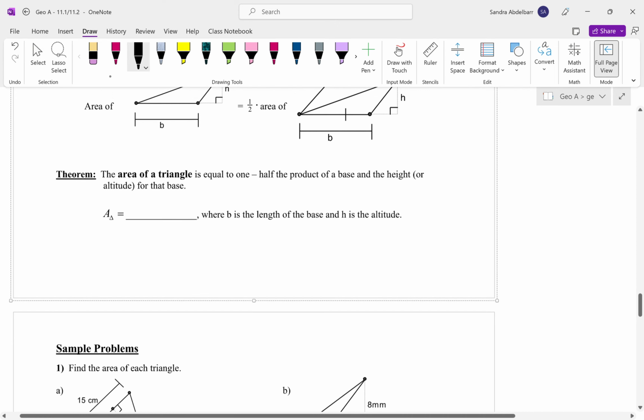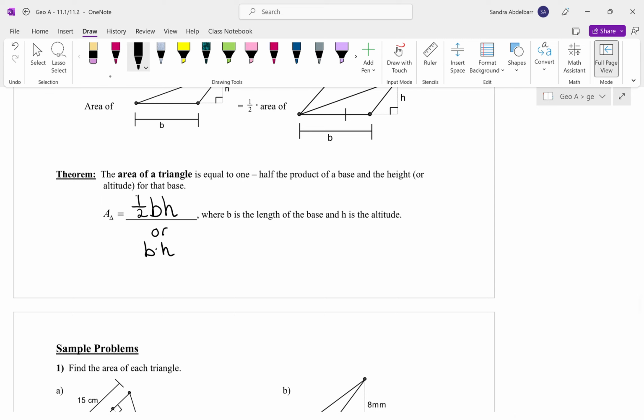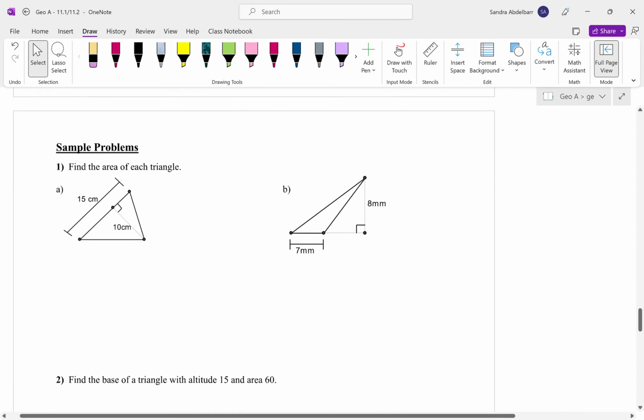All right, area of a triangle. To find the area of a triangle, it's going to be half base times height, or base times height divided by 2. It's the same thing. Half base times height or base times height divided by 2. It's all the same. All right, let's do some problems.